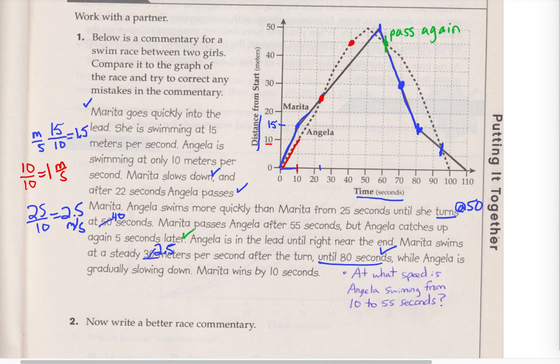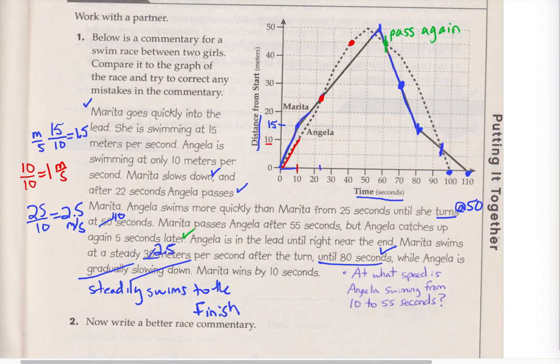That's good. While Angela's gradually slowing down, I think that's not true. Well, Angela, I don't want to say gradually at all. Steadily swims to the finish, right? And I think it does look like somebody won by 10 seconds here.